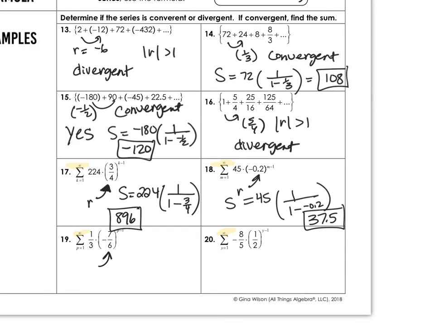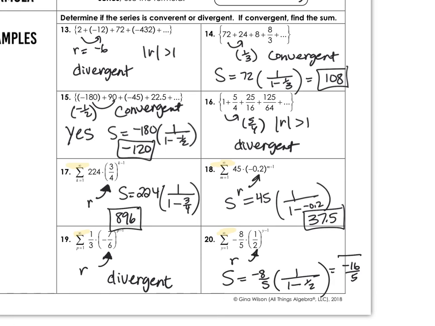Number 19, 7/6, that's your r, but that's too big. It's greater than 1, so it's divergent, so no sum here. This is 1/2, that's your r, so yes, it's convergent. It has a sum, first term times 1 over 1 minus a half, and you should get -16/5. So just double check those numbers and make sure you know how to plug that in your calculator.